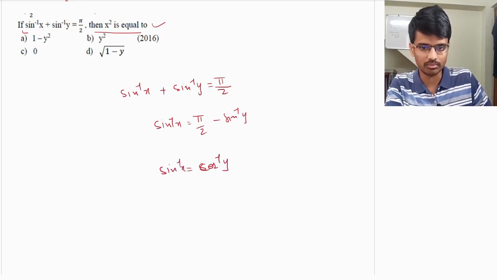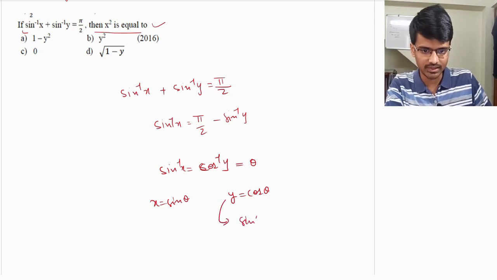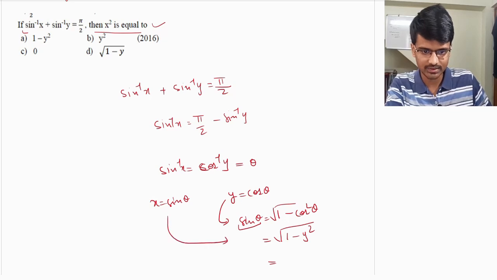So see what is happening here. If I equate this to theta, I get two equations, x equal to sine theta and y equal to cos theta, right? So we are asked what is x square. Using this data, I can write sine theta as root of 1 minus cos square theta. Everyone agrees using this information. So substituting the value of cos, that is y, sine theta is equal to root of 1 minus y square. But what is sine theta? From this I can write it as x. Now tell me what is x square? 1 minus y square. Okay, so the correct answer is option A.